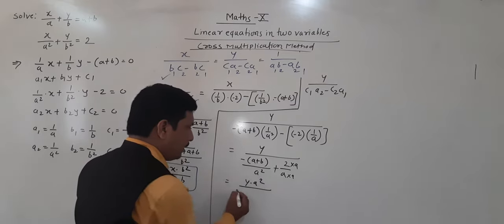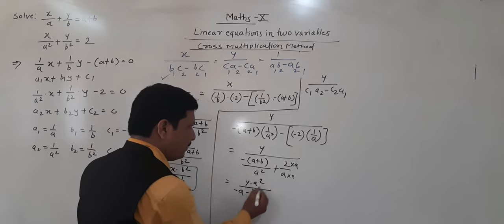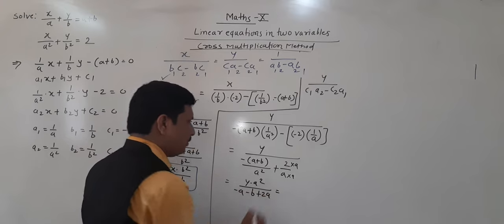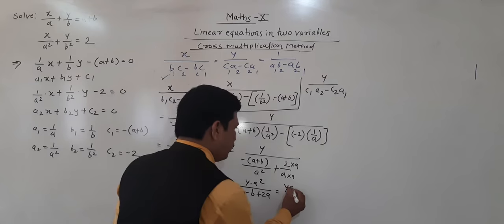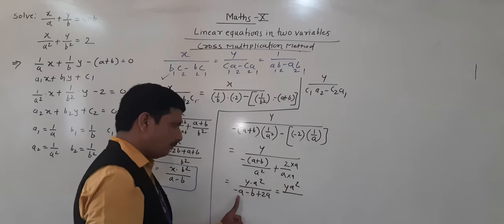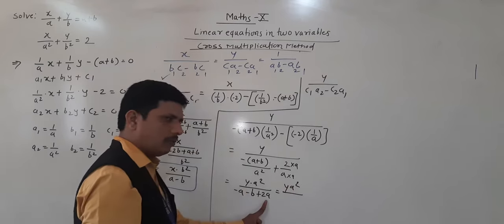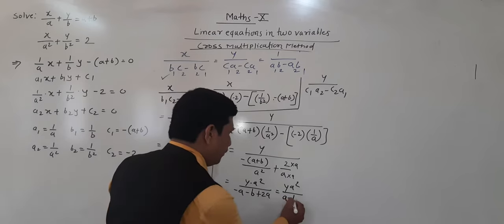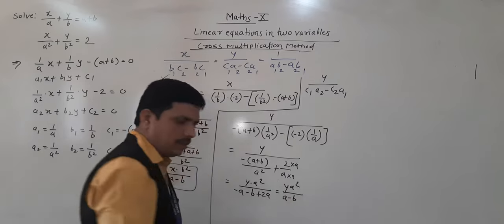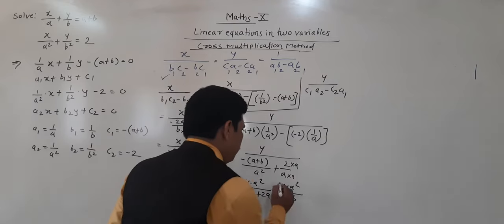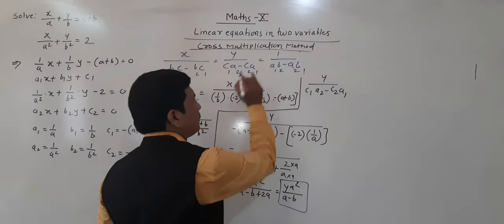So 1 into A square divided by what we are going to get here. Suppose I remove the bracket, then I will get minus A minus B plus 2A. So we will get further A square upon minus A plus 2A, so that will be A square upon A minus B. So this is our next value.